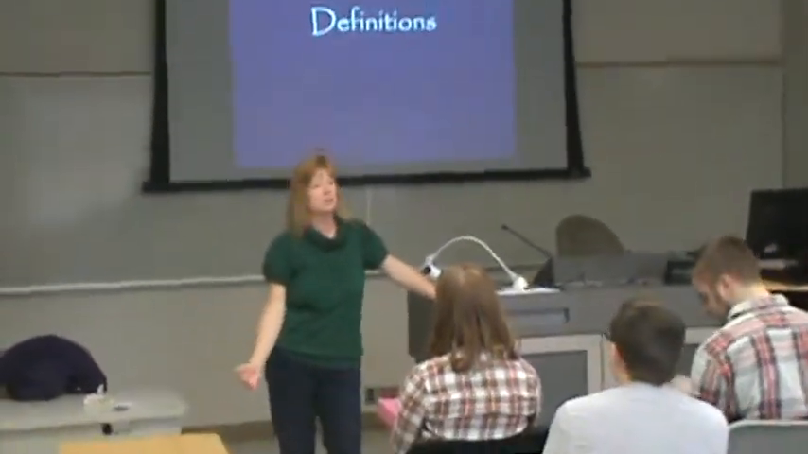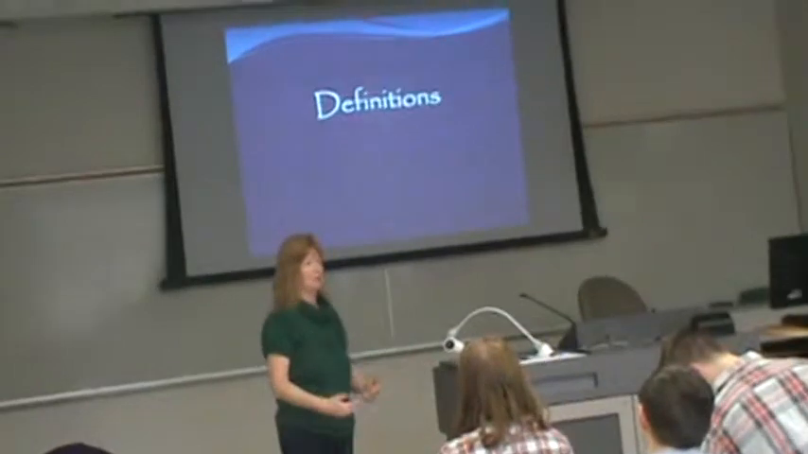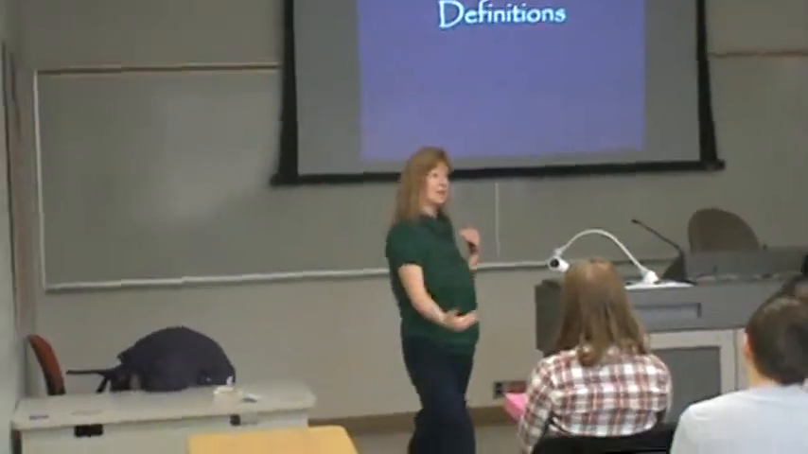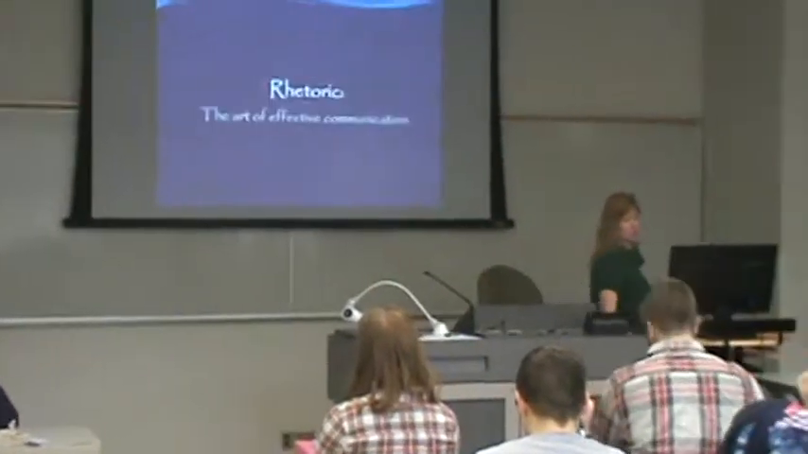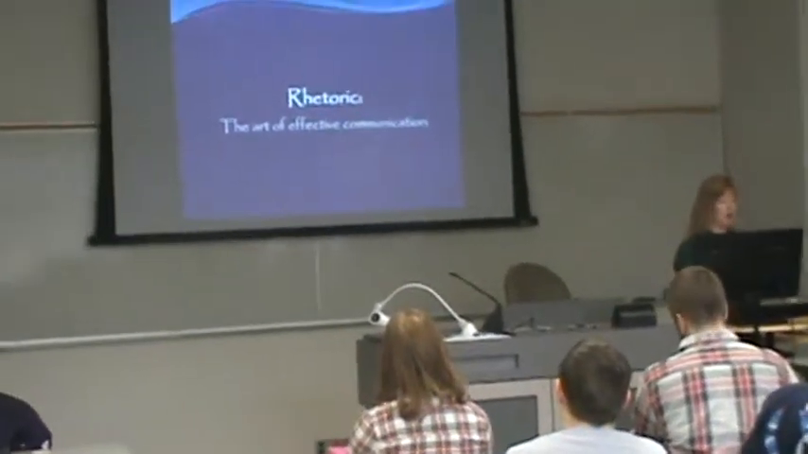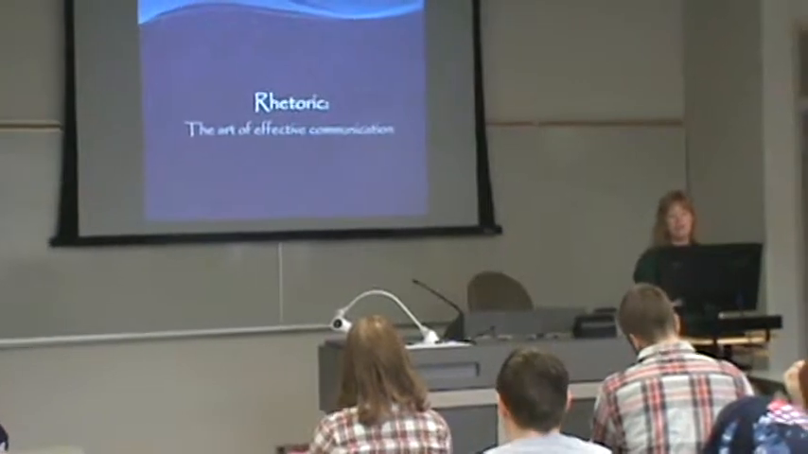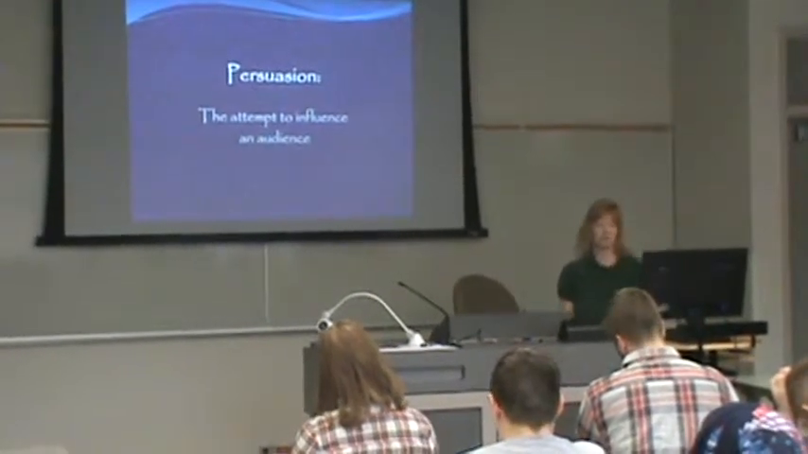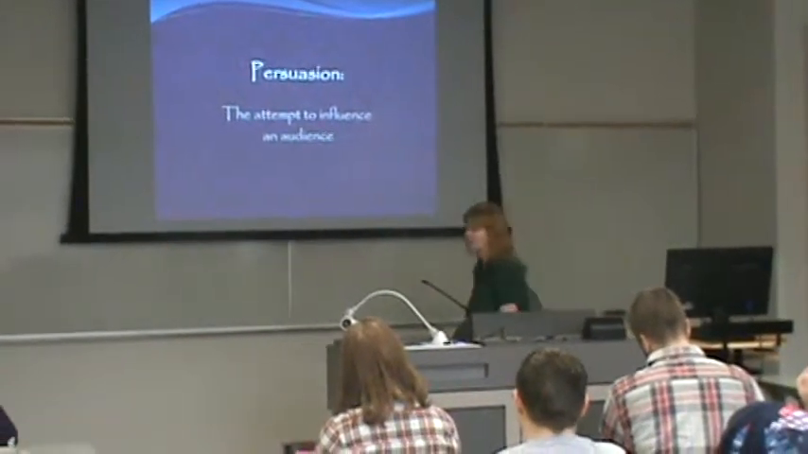English 102 is within the discipline of rhetoric, which transcends clarity into effectiveness, with our first definition, which we went over on Wednesday. Rhetoric is the art of effective communication. Then we moved into our next definition, persuasion: the attempt to influence an audience.